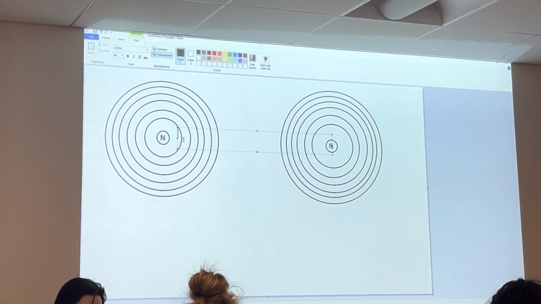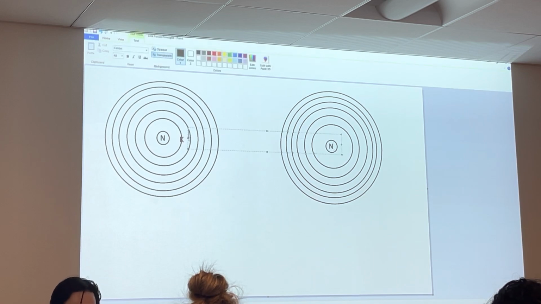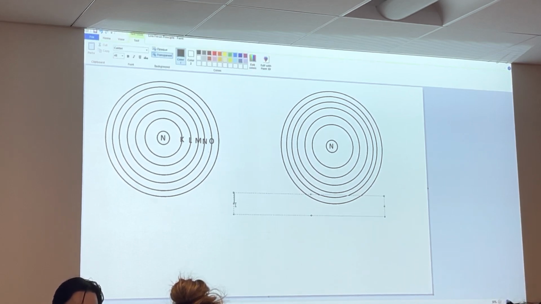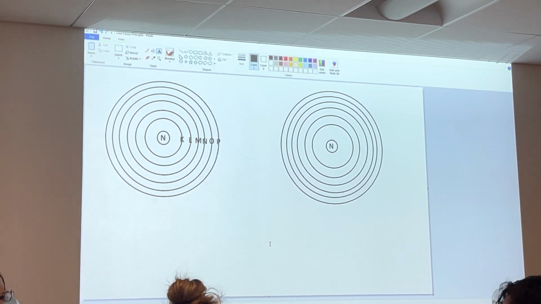Right, so we've got K, L, M, N, O, P. Here we go. Got our shells.